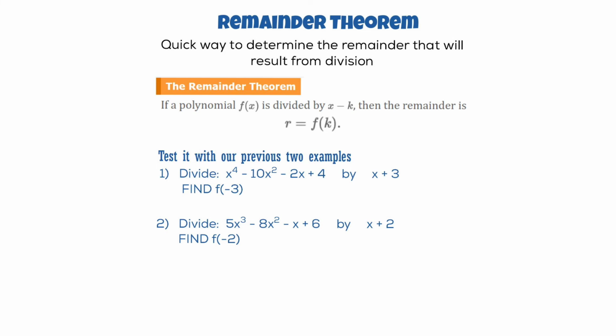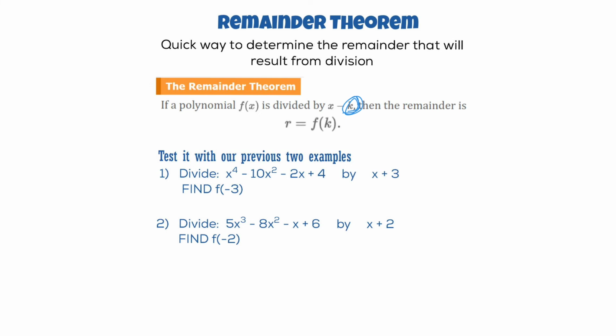So this is called the remainder theorem. If a polynomial is divided by the divisor x minus k, then the remainder is always equal to f of k. So if you take this number right here and plug it into the function, it tells you what your remainder will be. Let's look at it with the two previous examples we had.